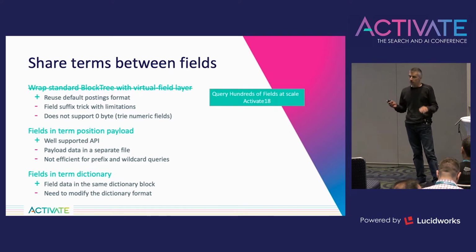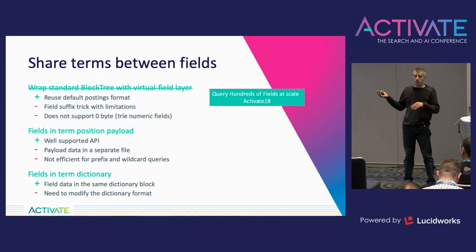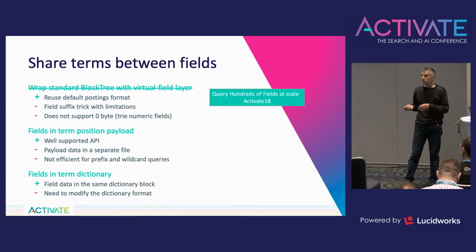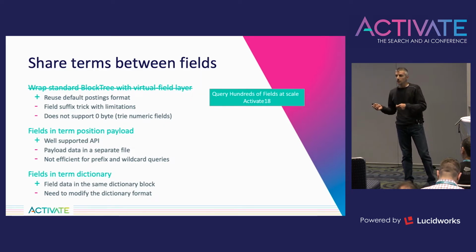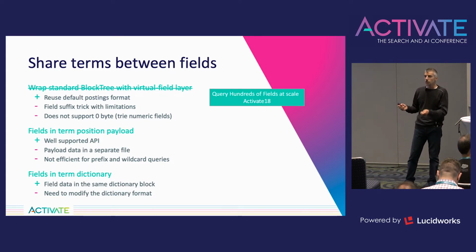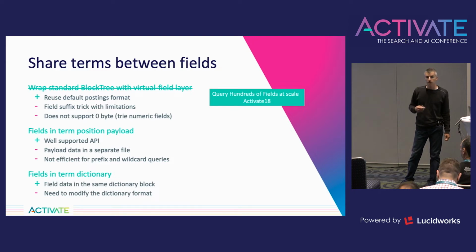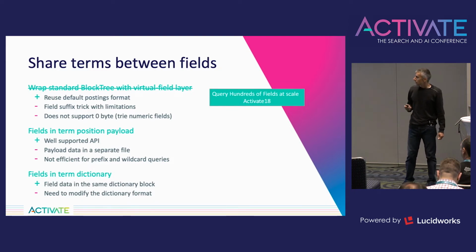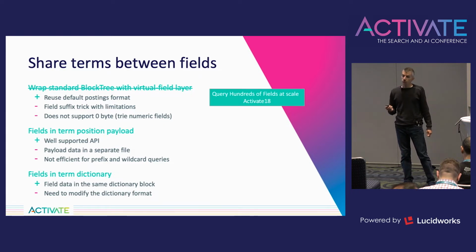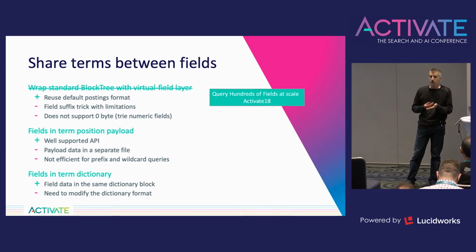Instead of storing the field information in the term, we could store the field information in the payload. This is a well-supported API, but it has drawbacks. The payload is stored in an additional file, so each time you need to access the information, you need an additional disk access. It costs a lot, and it affects the performance of prefix and wildcard queries hugely. Also, we would have to modify most of the Lucene queries to handle the data in the payload.